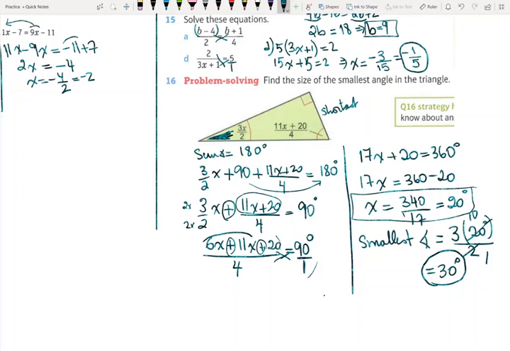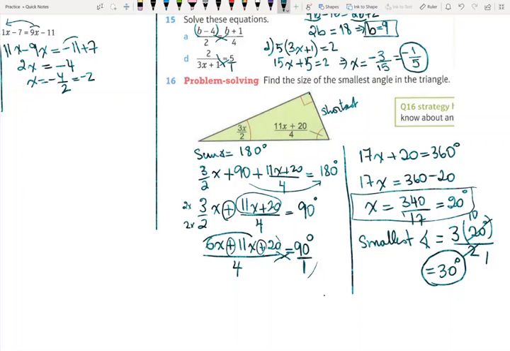We know that the sum of angles in a triangle is equal to 180 degrees. Therefore, this is the given 90-degree angle. This angle is given by (11x plus 20) over 4. And this angle is given by 3x over 2. So you add them all together, they will give you 180. And now you start solving.